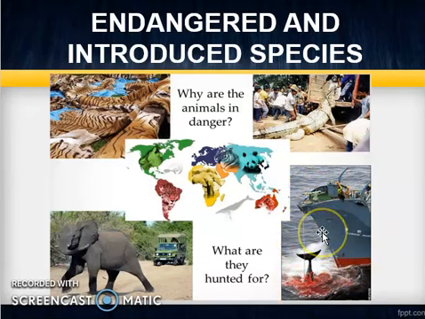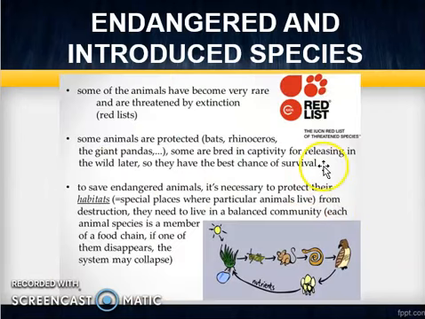why the endangered species in this world are decreasing in number day by day. Now, based on this slide, I will read this statement: some animals have become very rare and are threatened with extinction. This process is because of human activity. Some animals are protected, for example bears, rhinoceros, and giant pandas. Some are bred in captivity for release into the wild later on, so they have the best chance of survival.